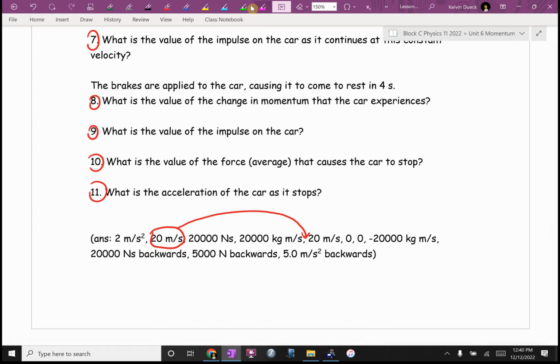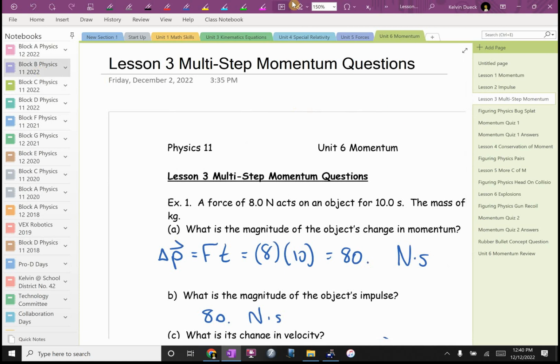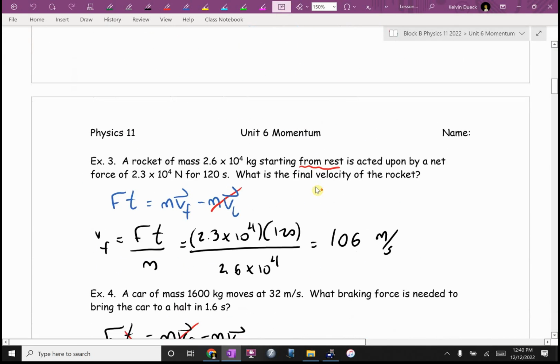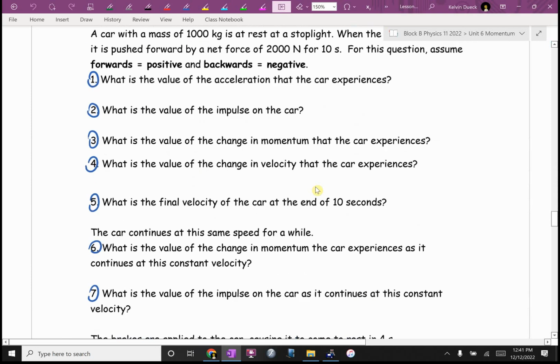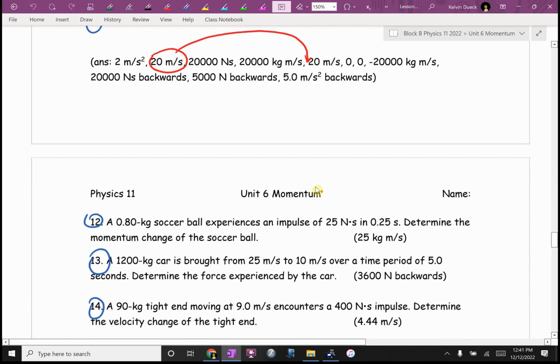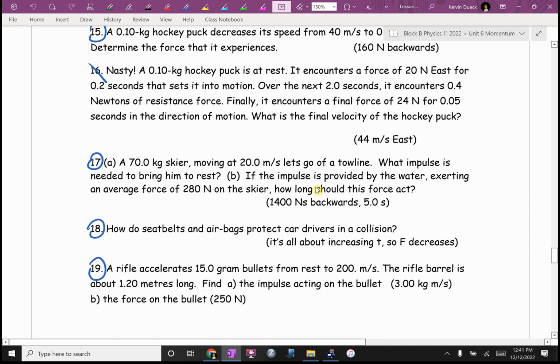Okay. Then what else did I assign this morning? I can't remember. We're going to skip some. I'm going to give you some practice. So I said do 1 through 15, but you can skip 16. So cross out 16. 17, 18, and 19.